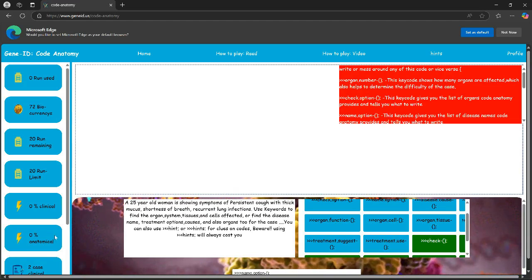Because if you see here, each problem has an anatomical side and then a clinical side, right? The clinical side is where you're going to be figuring out the disease. So here, find the disease name, the treatment options, causes, and the organs as well. That's clinical. And the anatomy refers to which parts are involved. So the organ, the system, the tissues, the cells affected, right? So we have persistent cough, thick mucus, shortness of breath, and recurrent lung infection. So I can already tell that this is in the respiratory system.